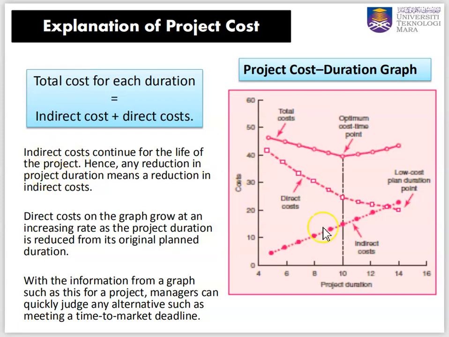So where is the indirect cost? The indirect cost will reduce every time you reduce the project duration. However, the direct cost will increase whenever you reduce the project duration. So there is a trade-off, and you need to find the optimum cost-time point where you have the optimum total cost. With this information, managers can quickly judge and decide when is the proper time to mark that line, which is the project duration.